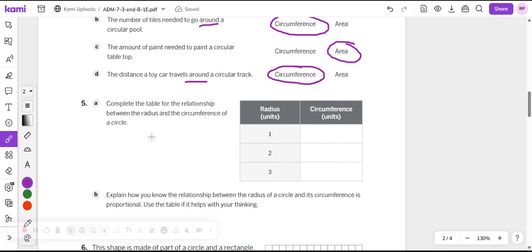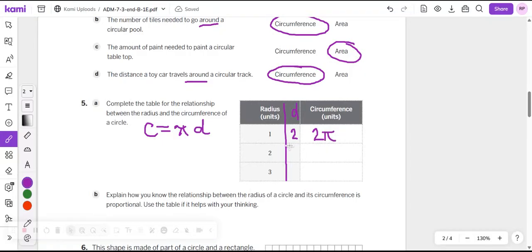5A says to complete the table for the relationship between the radius and the circumference of a circle. So circumference is pi times diameter. So the first thing that we need to do is double the radius to get the diameter. If the radius is 1, the diameter is 2. The circumference is 2 times pi, which is 2 pi.